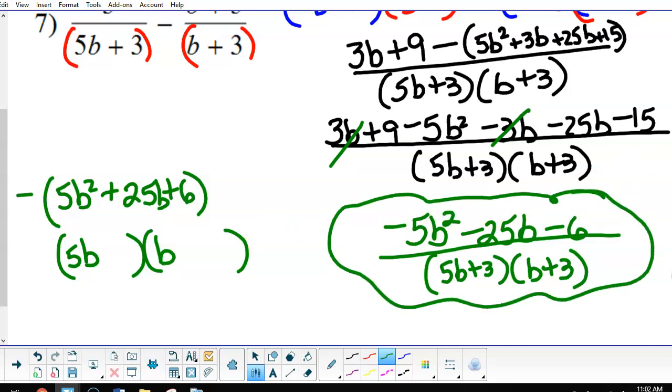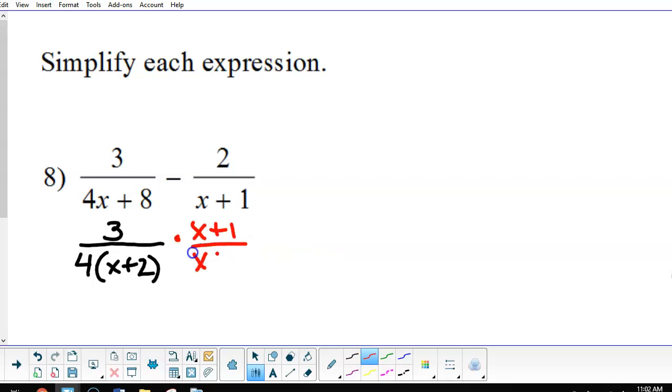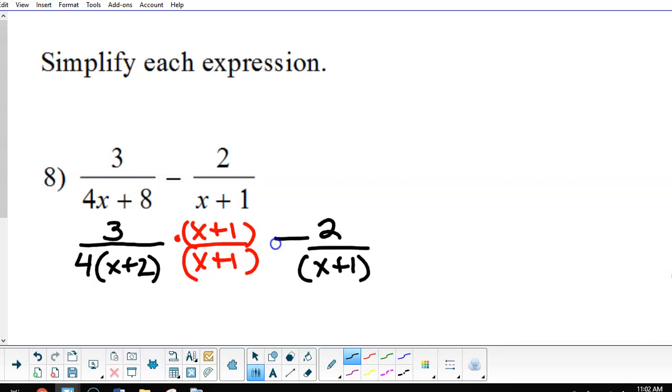Is that the last one? I got one more. All right. Okay. 3 over. Do you want to factor it or leave it? We take out a 4, it would be an x plus 2. What's that one going to need to multiply by? An x plus 1 over an x plus 1. And then back here, I have minus 2 over x plus 1, which is going to need to multiply by what? A 4 and an x plus 2.